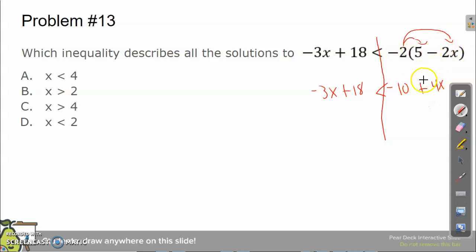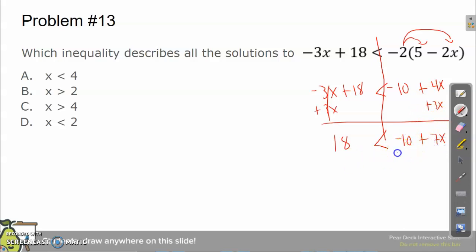And now let's go ahead and continue. Now you ask yourself, which x is bigger, 4 or negative 3? You would say 4, so you got to move this to that side. Do the opposite, plus 3x turns into 18 is less than negative 10. 4 plus 3, that is 7.